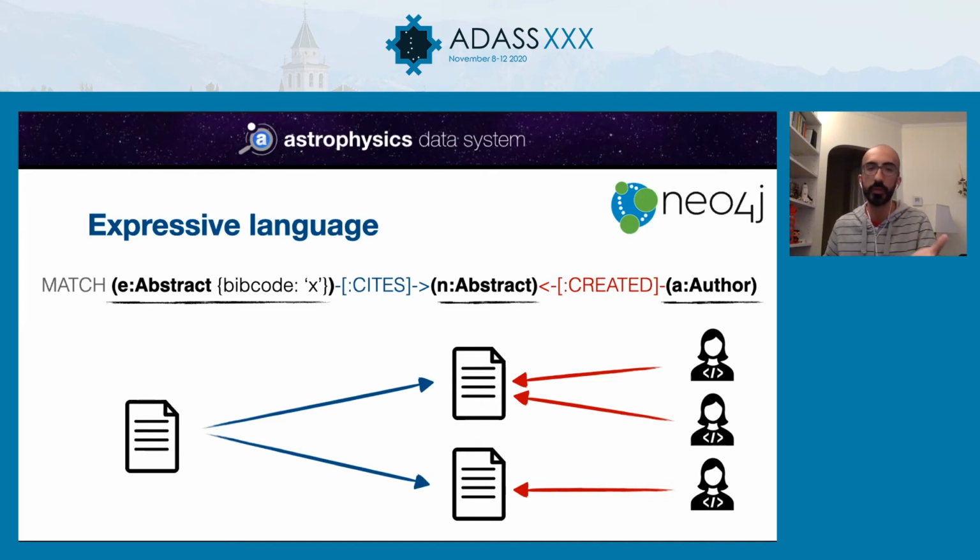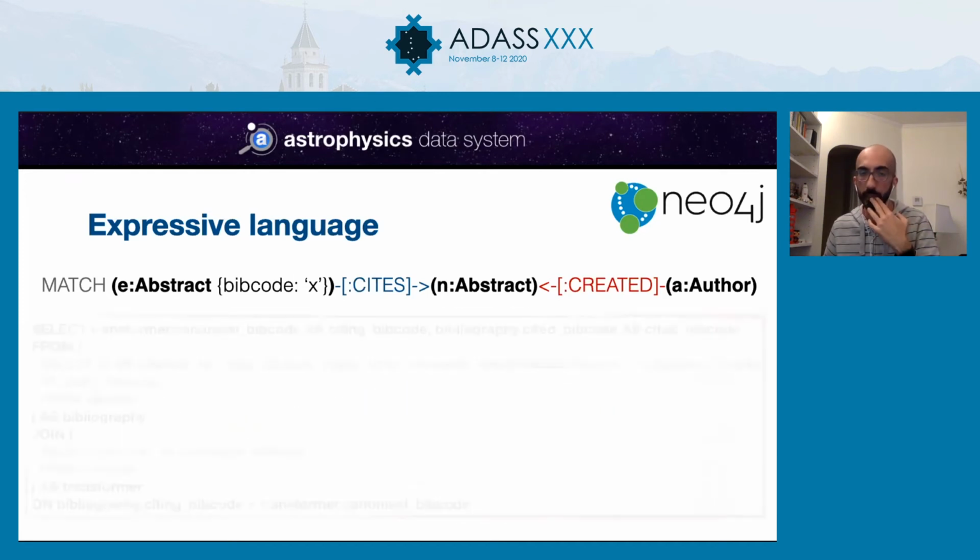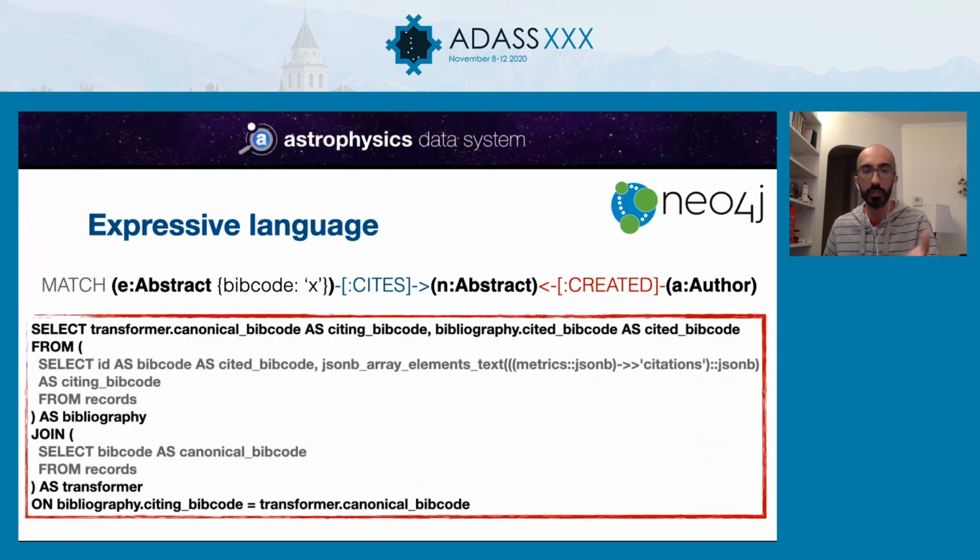And when we compare this to something like SQL, you can see that it's clearly easier to understand and to build a query in Neo4j than in SQL, where you would have to do one or multiple joins to retrieve the same kind of information.